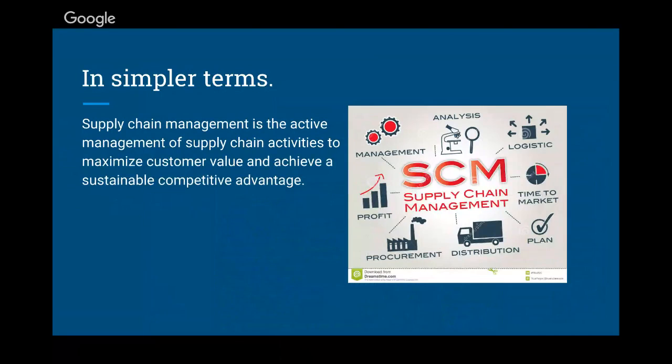So now I'm going to give the definition of supply chain management in simpler terms. Supply chain management is also defined as the active management of supply chain activities to maximize customer value and achieve a sustainable competitive advantage.